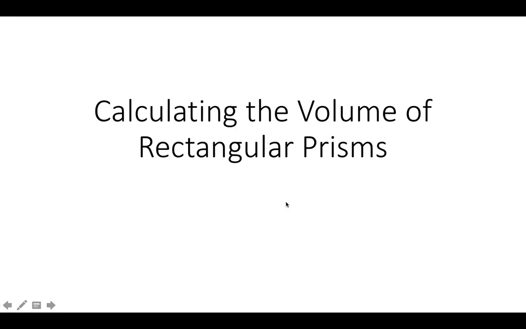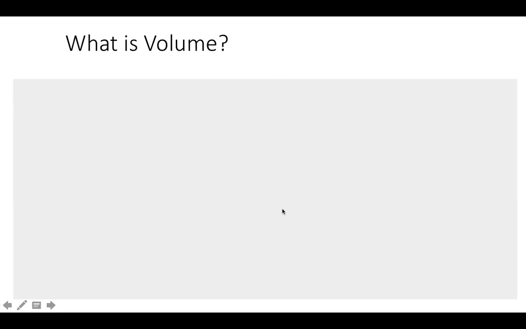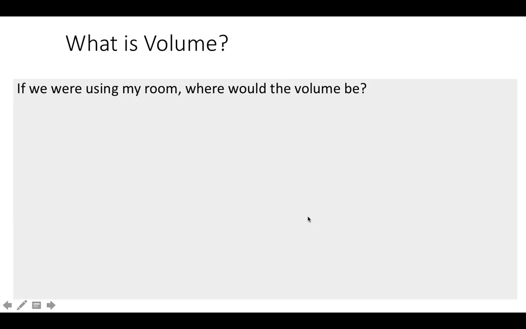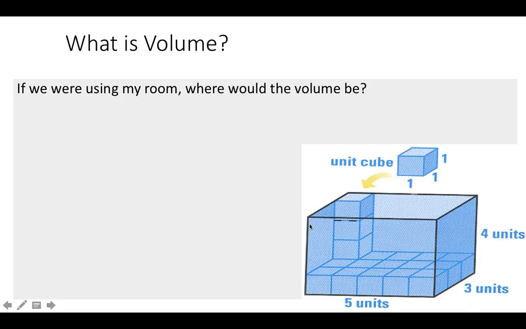Today we're going to talk about how to calculate the volume of rectangular prisms. The first thing we need to think about is, what is volume? If we were using my classroom, where would the volume be? Would it be the walls, or the ceiling, or the floor? The volume would be the space inside this classroom.